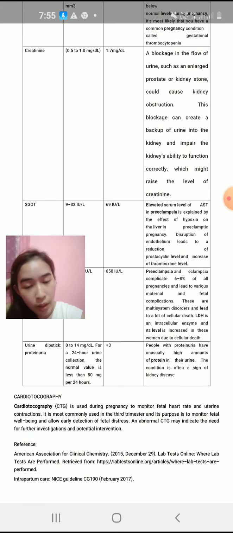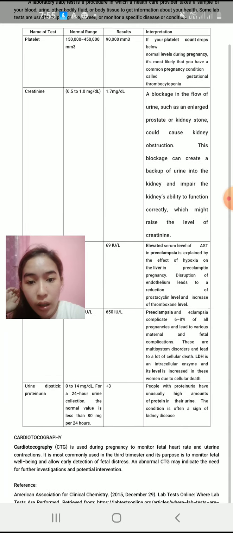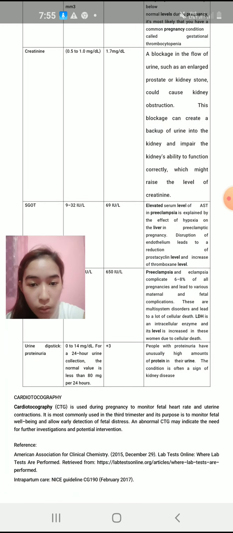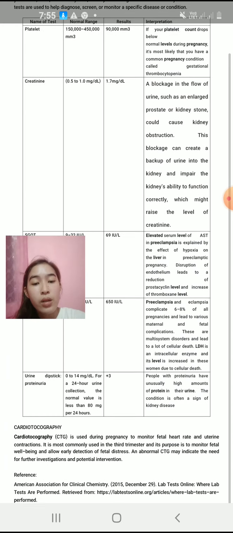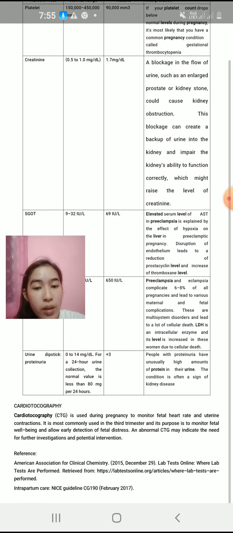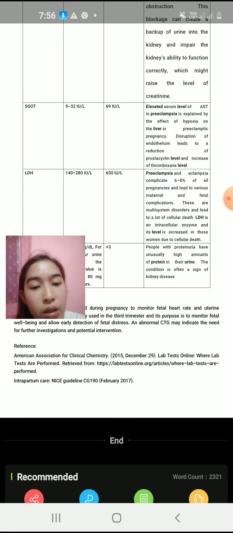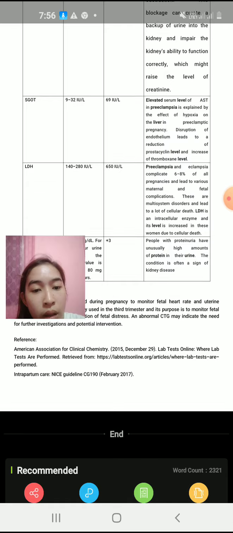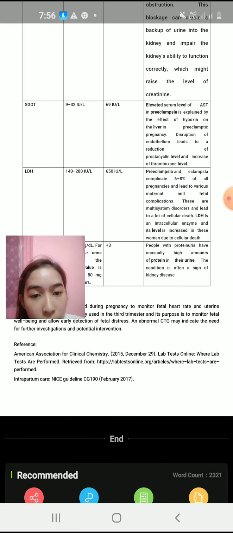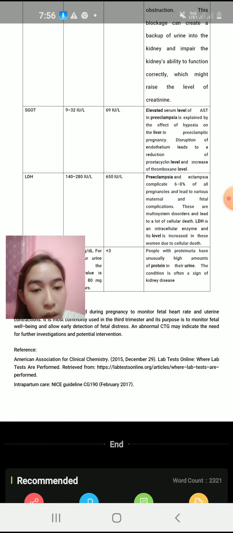Ang sunod is SGOT. Ang normal range is 9 to 32 international units per liter. So, ang result sa patient is 650 international units per liter. So, taas ang iyang LDH.